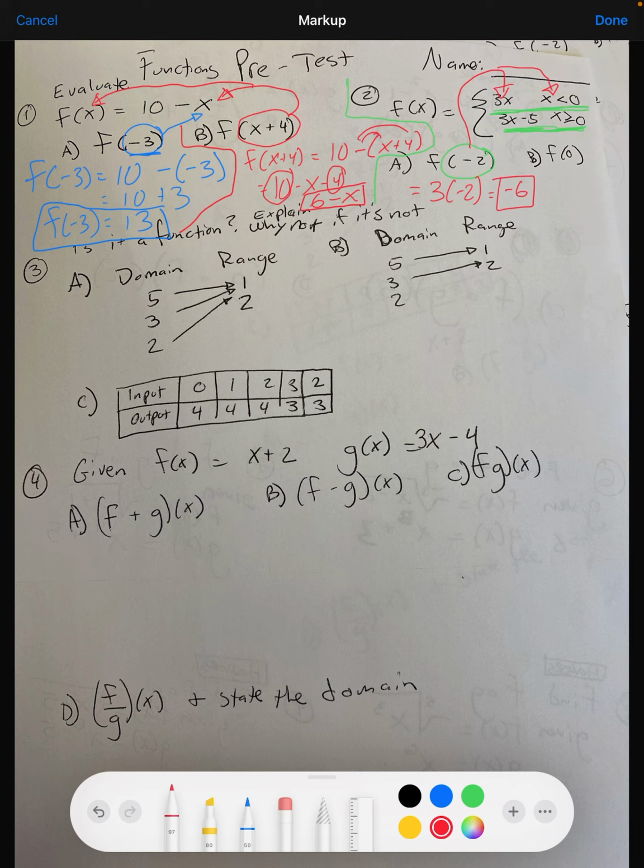Now 0, okay, is going to plug into that one because 0 is greater than or equal to 0, and that means we're going to do the bottom one. So 0 plugs into 3 times 0 minus 5, which equals -5.